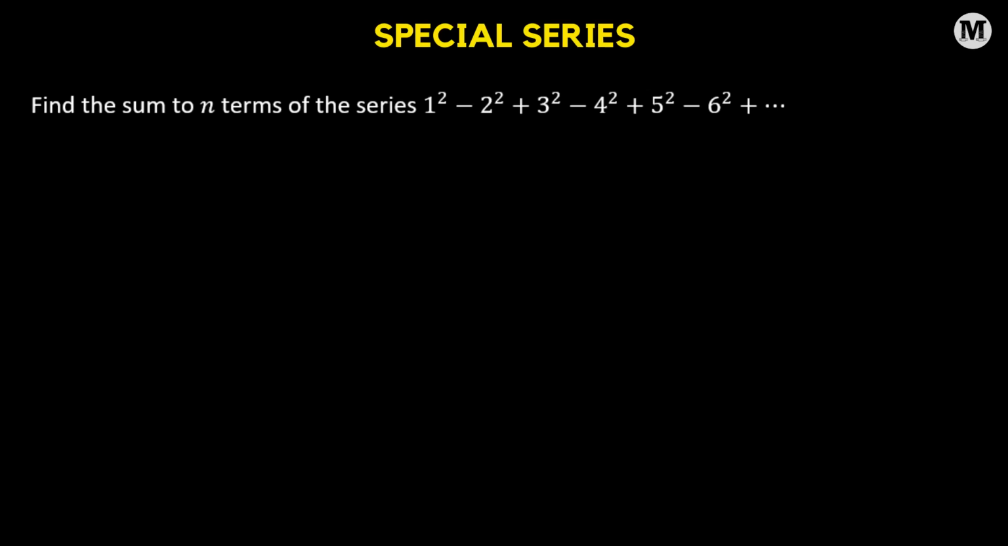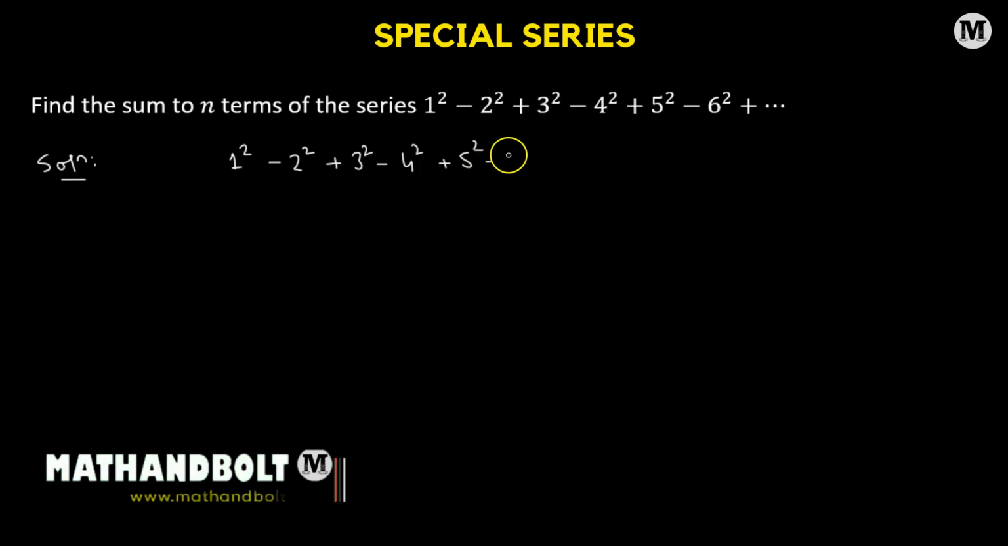Find the sum to n terms of the following series. Let us begin. Now here we have an oscillating series. The first term is positive 1 squared. The second term is negative 2 squared. Next term is positive 3 squared followed by negative 4 squared plus 5 squared minus 6 squared.